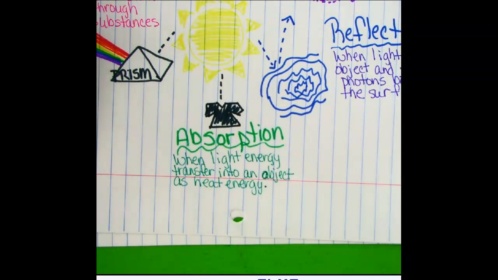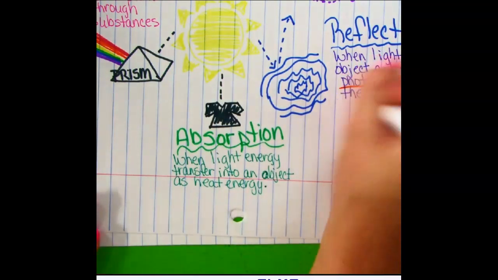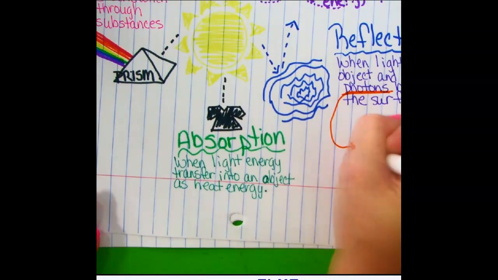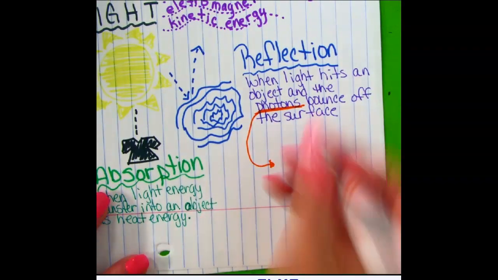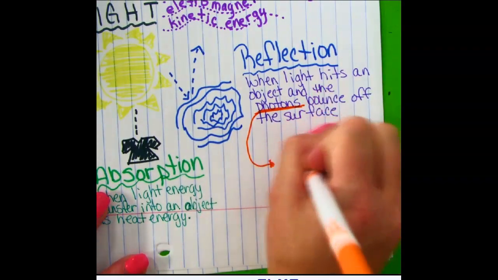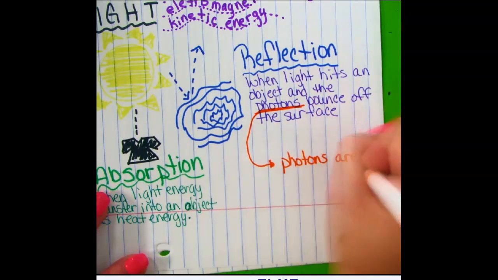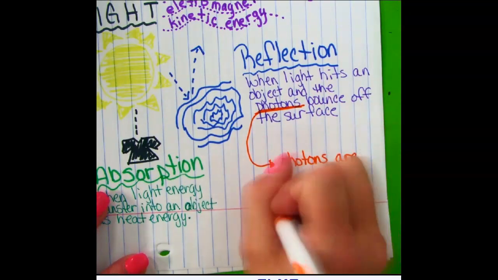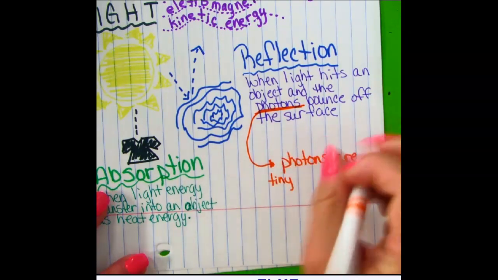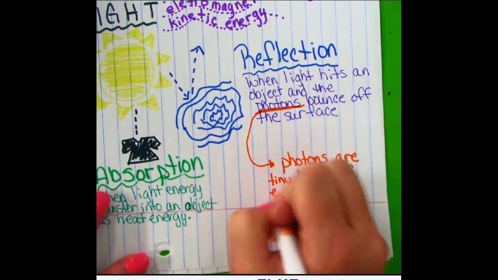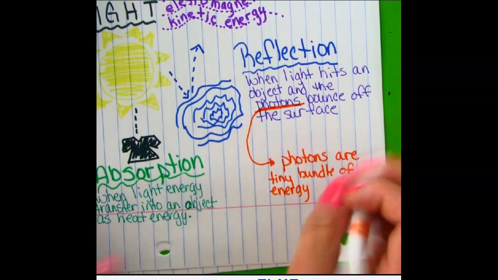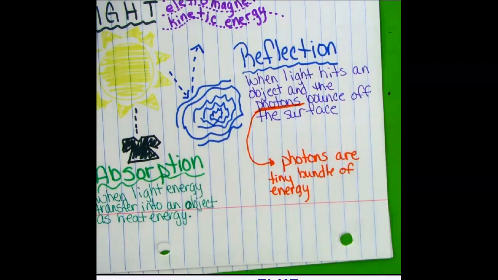I do want to add another little piece to this, just so we can clarify a definition of photons. Photons. So photons are tiny little bundles of energy. They are just tiny little bundles of energy, all right?